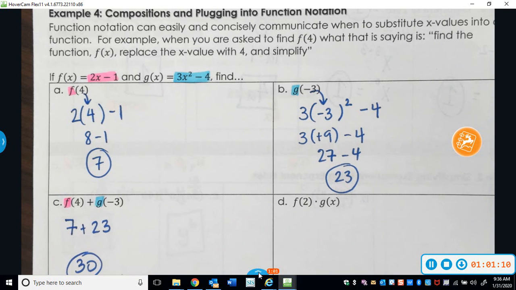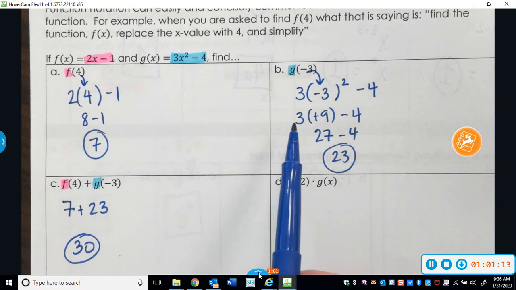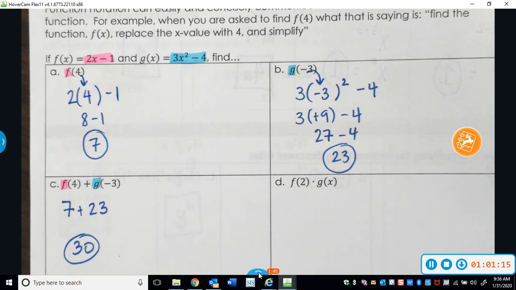Okay. If these were different values, ones that we hadn't already found, though, you'd have to find them first before you add them together. Questions about that?